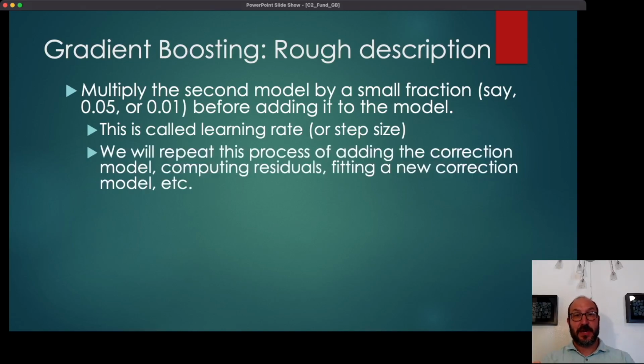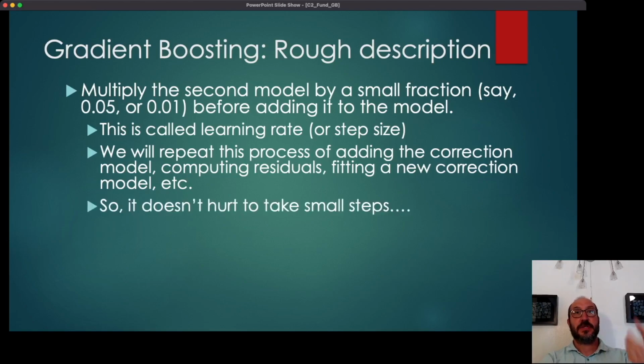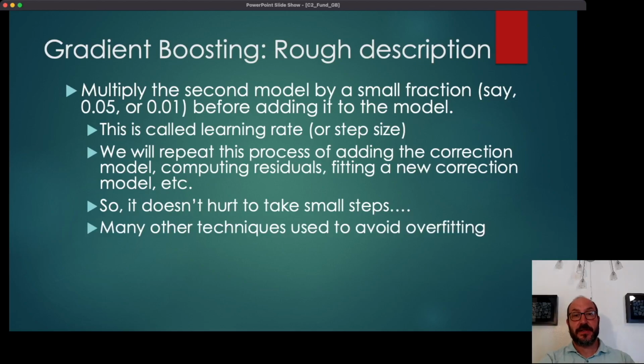And now we could repeat this process. So now we had our original model, we calculated the residuals, we created a model to predict those residuals, we multiplied it by a small fraction, added it to our first model. Now that's our current model. We can repeat this process. Let's look at the residuals of this new model and see how far off it is, and repeat the process. And since we're doing this over and over again, it doesn't really hurt to take small steps. It means I'll have to take more steps and build more trees, but it's not crucial that you jump to the right answer immediately, or the best answer immediately. And as I said, there are many other techniques that we'll use to avoid overfitting, and we'll discuss those later in the class.